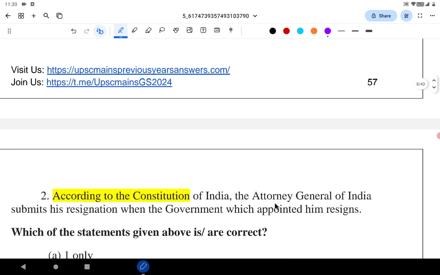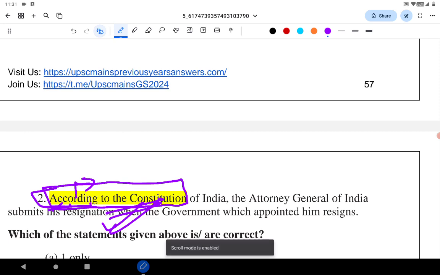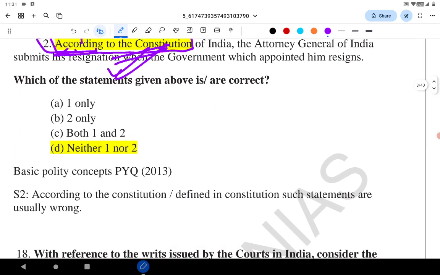According to the Constitution of India, the Attorney General of India submits his resignation when the government which appoints him resigns. No, the Attorney General resigns along with the government that appointed him, but it is not according to the Constitution. It is according to the Convention. See again, I told you, "according to Constitution, Constitution defines, Constitution classifies". Be careful about all these things. This is why PYQs are important. Please give importance to all this. And questions related to the Attorney General were asked in 2013 as well.